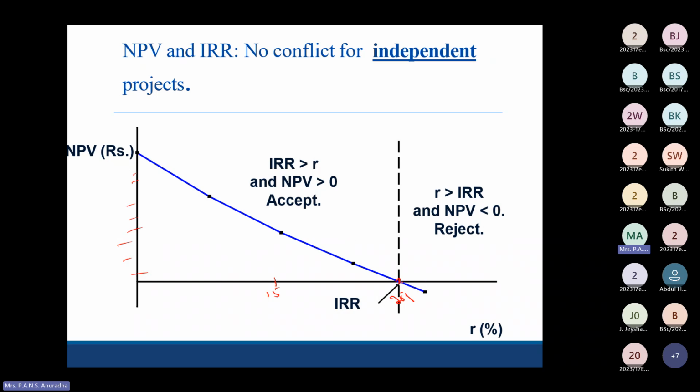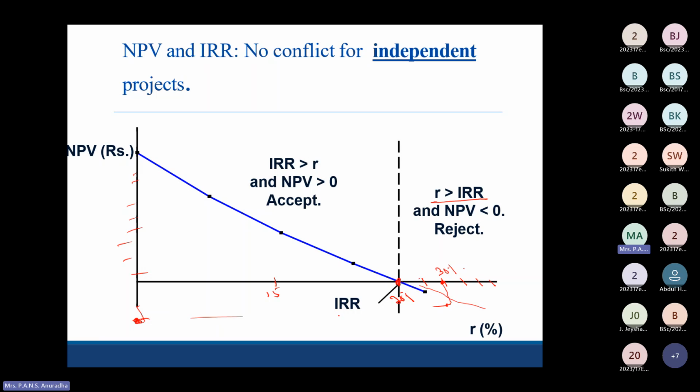And also when the cost of capital is greater than the IRR. If you take a number here, say the cost of capital is 30%, but the IRR is 20%. Again, no conflict, because at this level the NPV is negative, the line goes like this. So then both say the project should be rejected.